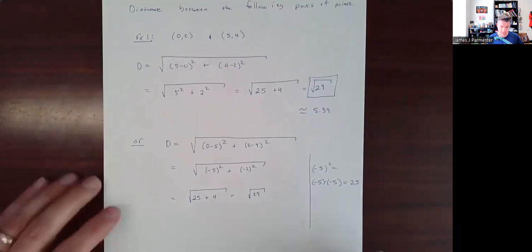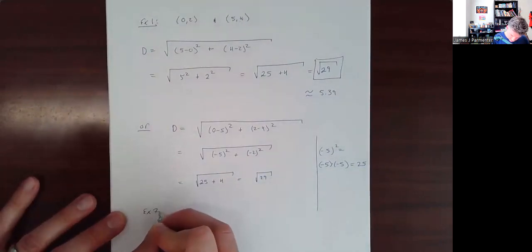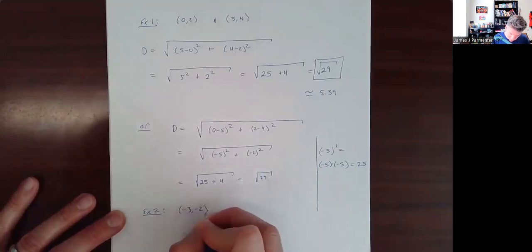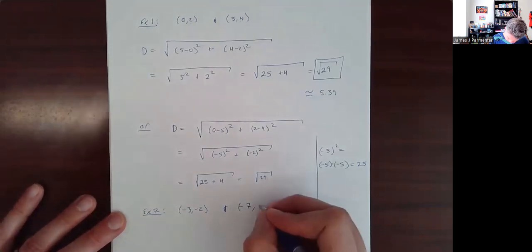Let's look at a couple more examples. Let's say I want to find the distance between, what have I got here? I have negative 3 comma negative 2 and negative 7 comma, that seems kind of boring, James. Let's say negative 8.